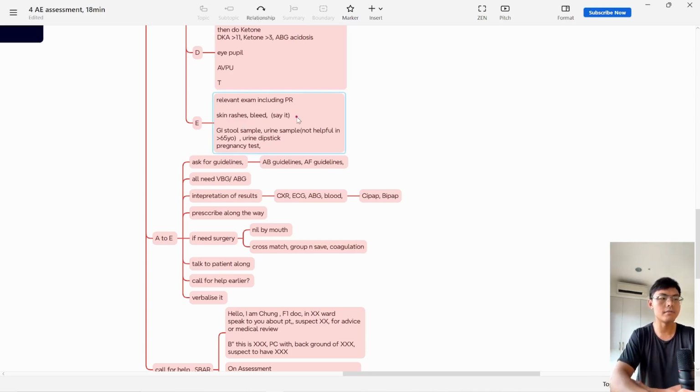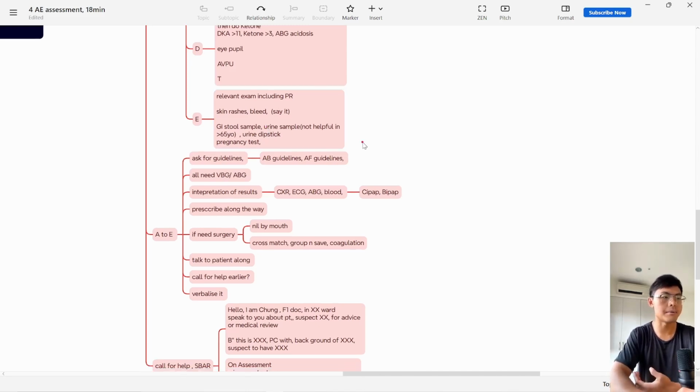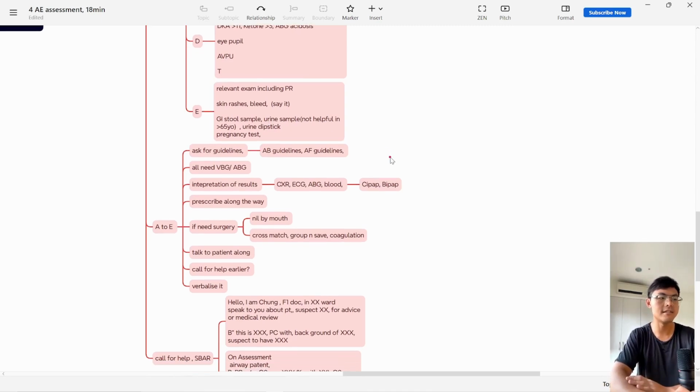E for relevant examination, so that includes PR as well. So if you feel like there's some bleeding from the back passage, for example, upper GI bleed with melaena, then you will say that you will do a PR exam. Say that you will expose the patient for any skin rashes or bleeding, and then other things you can order are stool sample, urine sample, like urine dipstick for UTI or pregnancy tests.